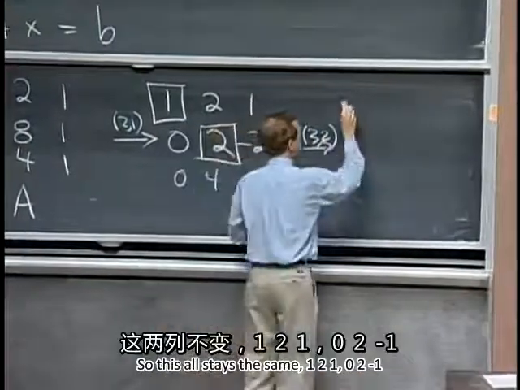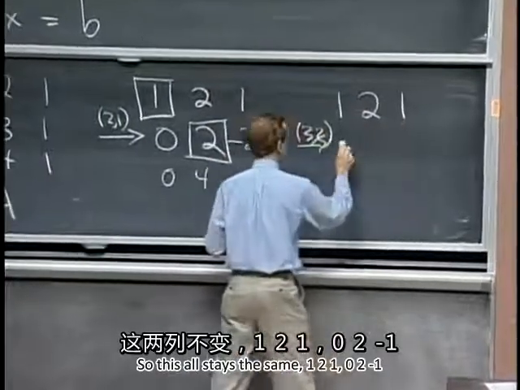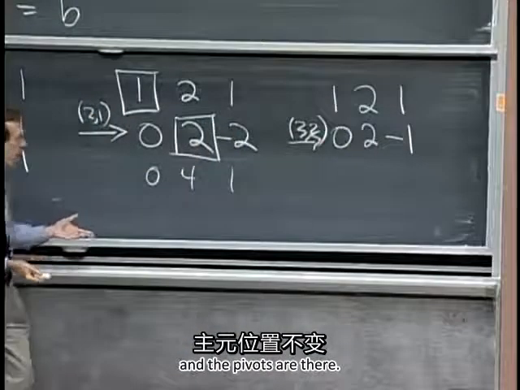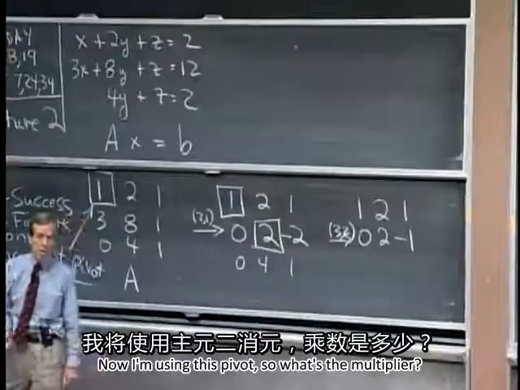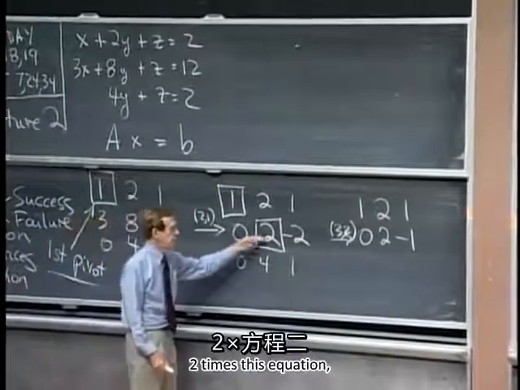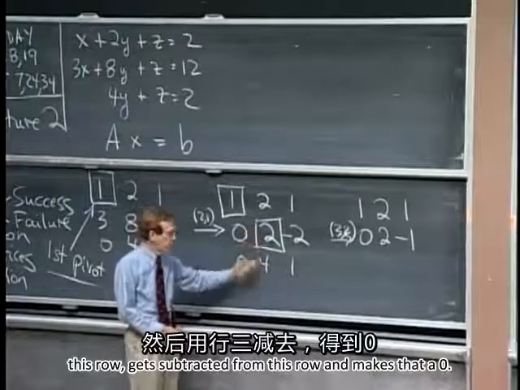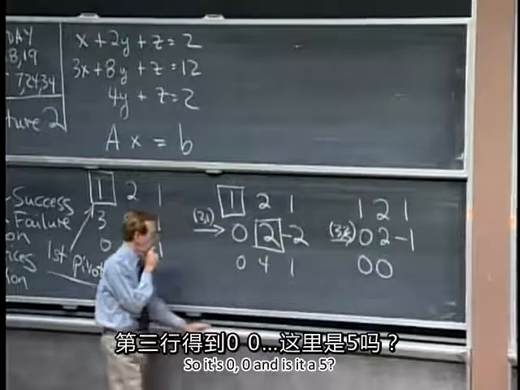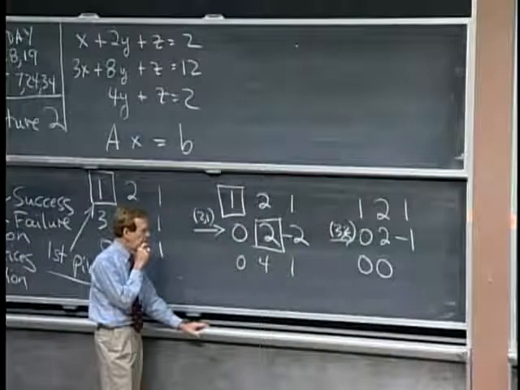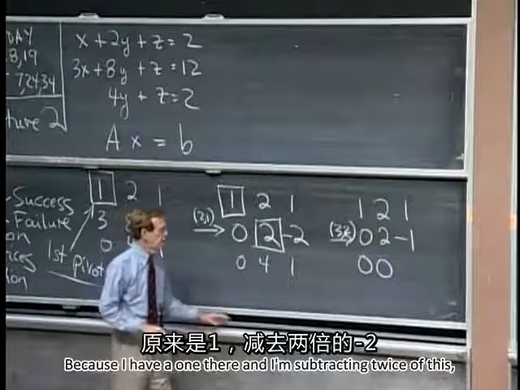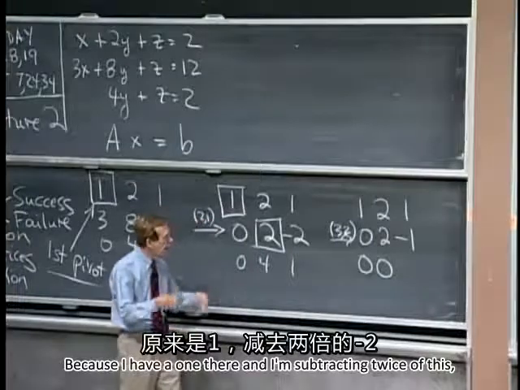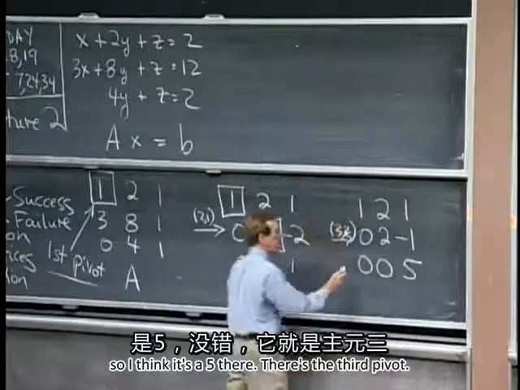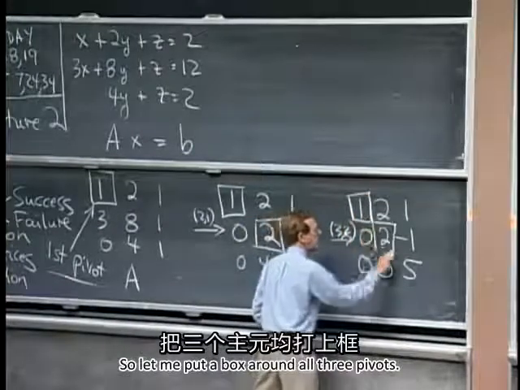So this all stays the same. 1, 2, 1. 0, 2, minus 1, and the pivots are there. Now I'm using this pivot. So what's the multiplier? 2. 2 times this equation, this row, gets subtracted from this row and makes that a 0. So it's 0, 0, and is it a 5? Yeah, I guess it's a 5. Is that right? Because I have a 1 there, and I'm subtracting twice this, so I think it sits a 5 there. There's the third pivot. So let me put a box around all 3 pivots.